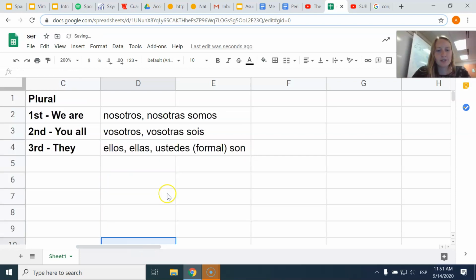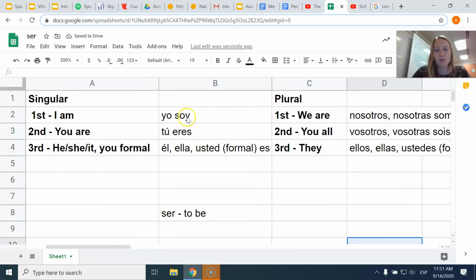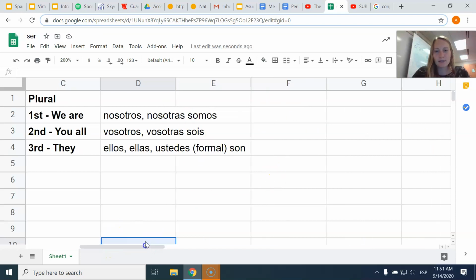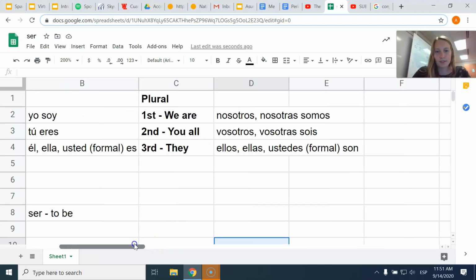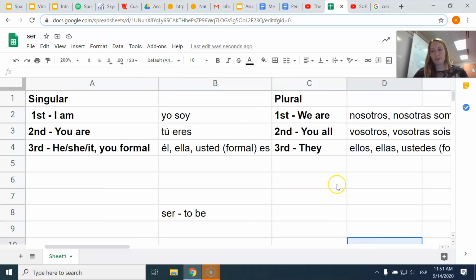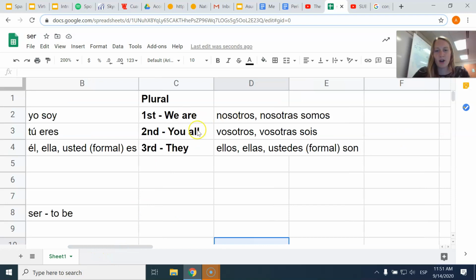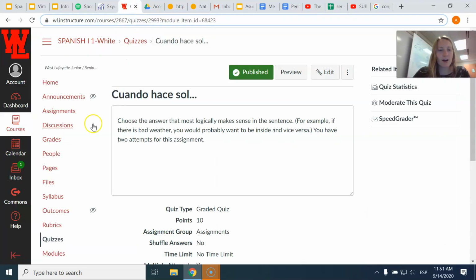So just to review that so far, we got soy, eres, es, somos, sois, son. So that is what we need to learn for today. To say I am, you are, he, she, or it, or you formal is, we are, you all are, and they are. I've linked notes to this in our Canvas.